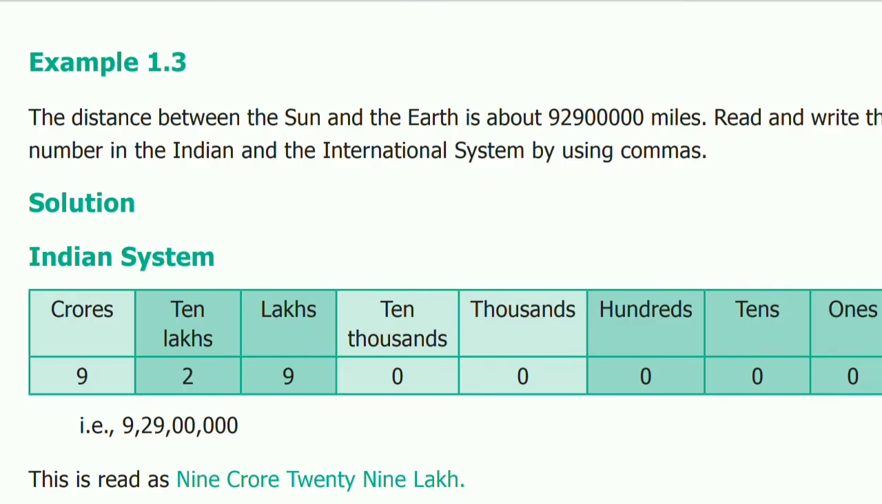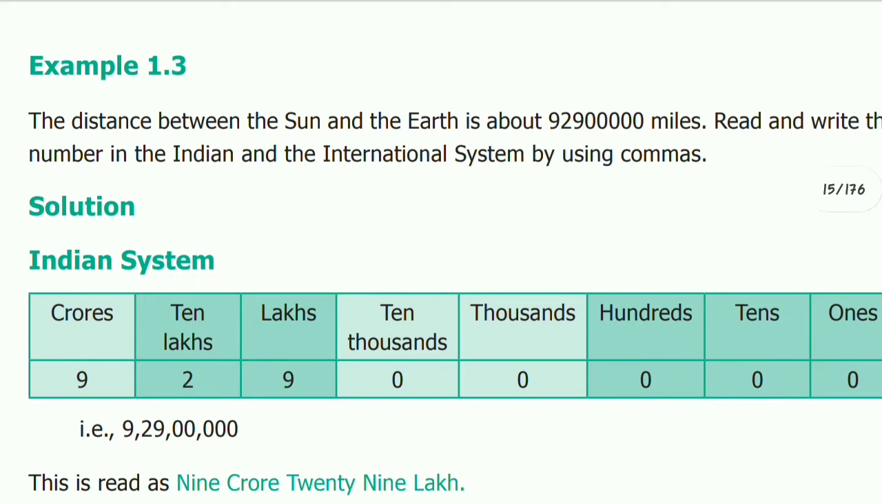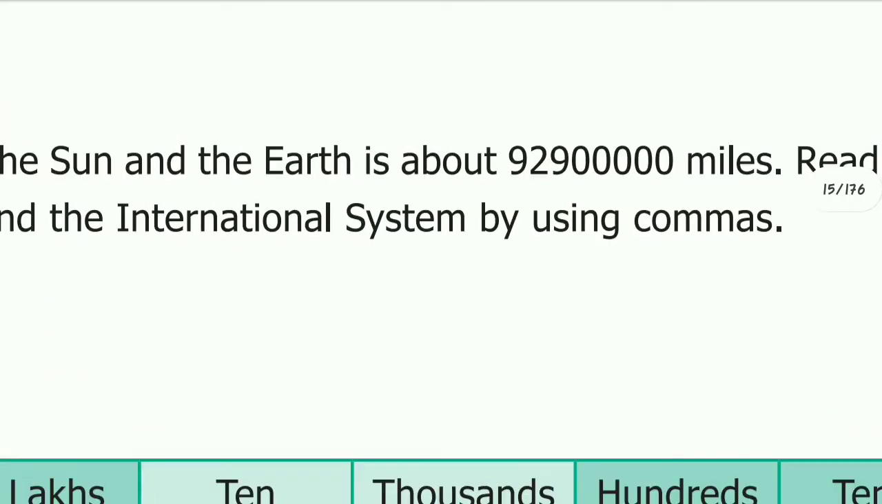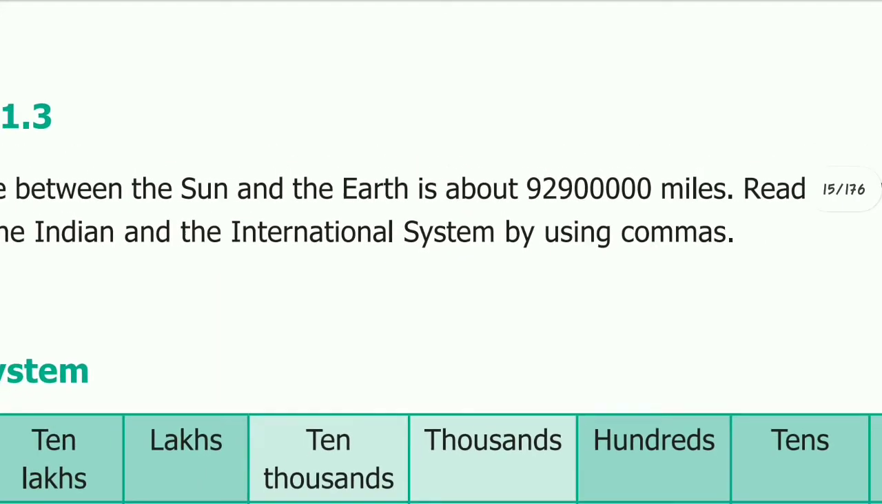Example 1.3 in your book. The distance between the sun and the earth is about 9290000 miles. Read and write the number in the Indian and the international system by using commas. Without commas, we cannot read these numbers very easily. Do you understand that? What is the number? 9290000. It takes too much time, so we are using commas.